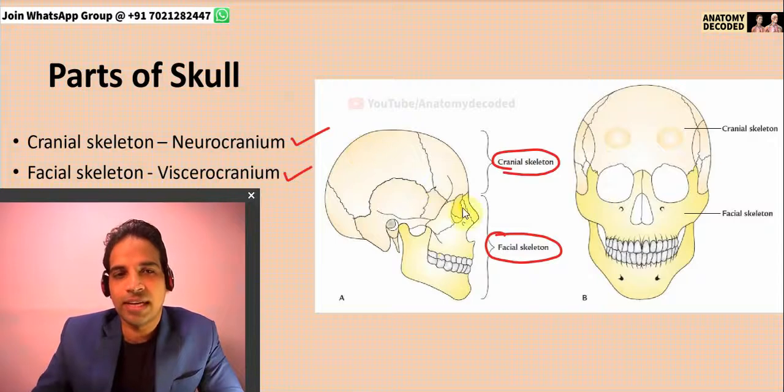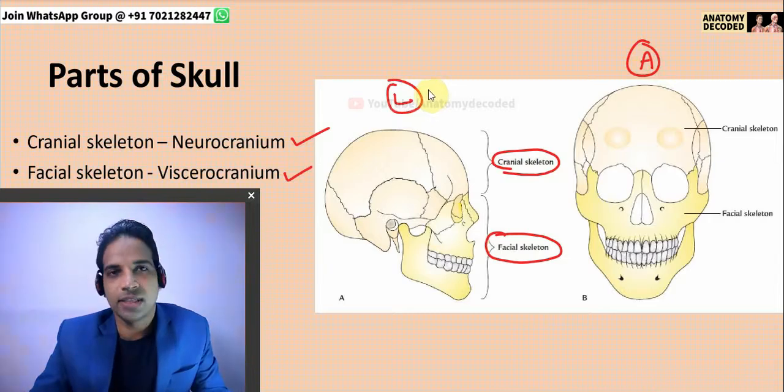So briefly, you can get an idea of which part is cranial skeleton, which part is facial skeleton with these images. This is the lateral view, and this is the anterior view of the skull. Facial skeleton is more on the anterior aspect, whereas the remaining part of the skull is cranial skeleton. We'll see which all bones are included in these 2 parts of the skull.